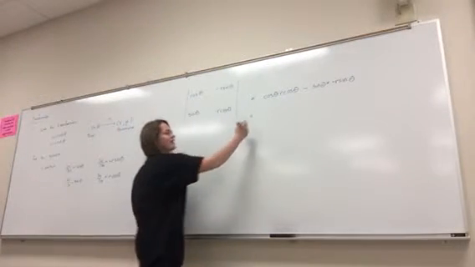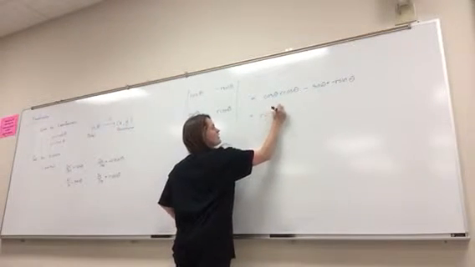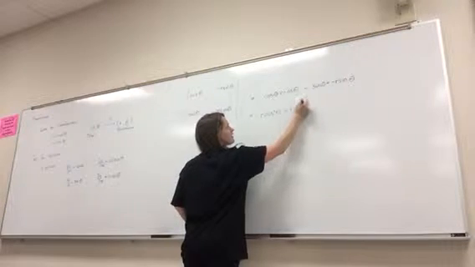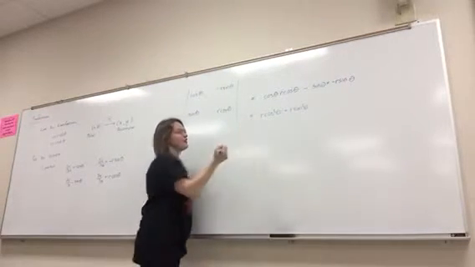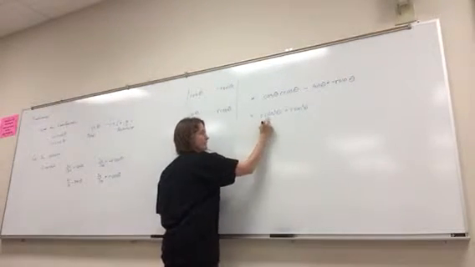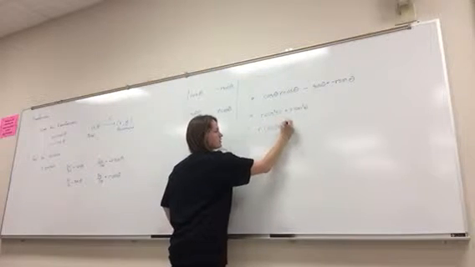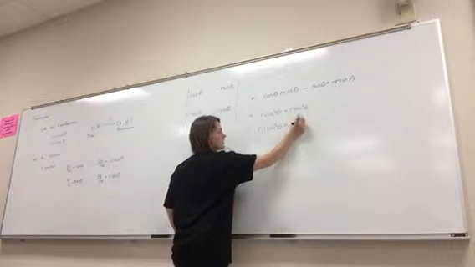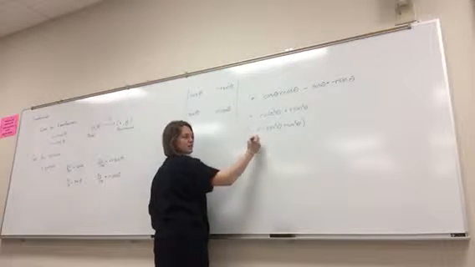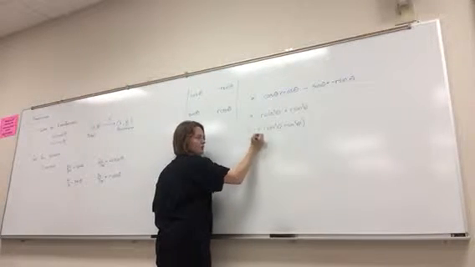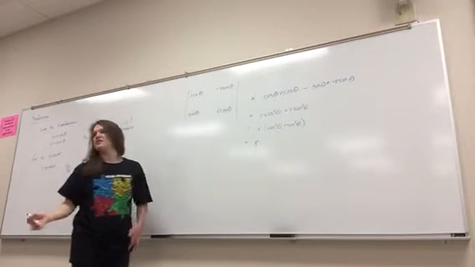Okay, I get r cosine squared theta plus r sine squared theta. What can I do with this? Factor out r. What do I get out then? I get out r, right?